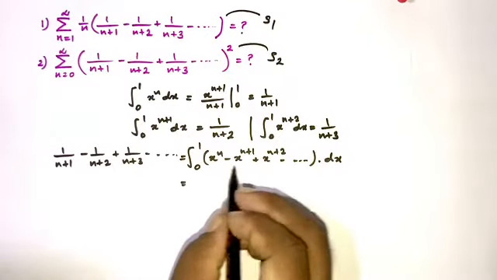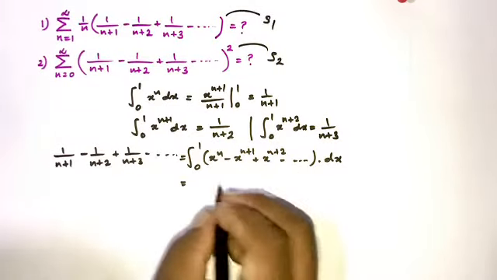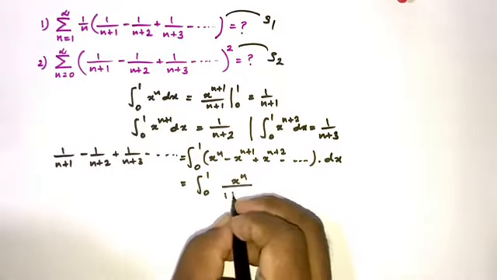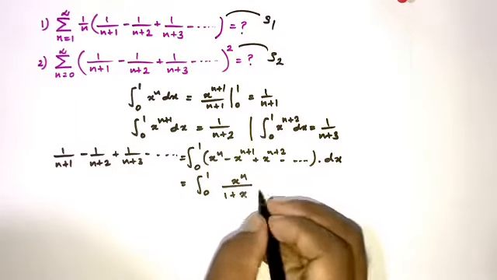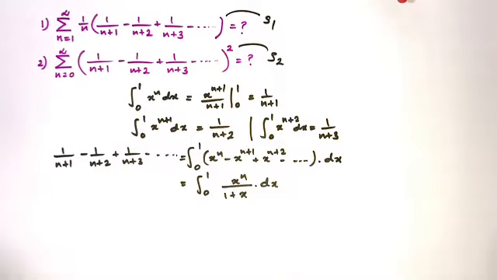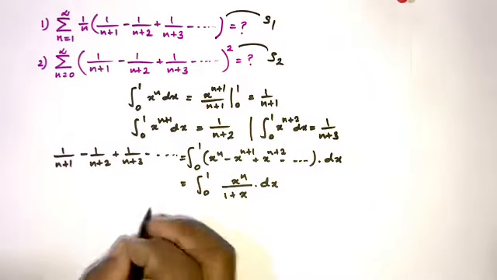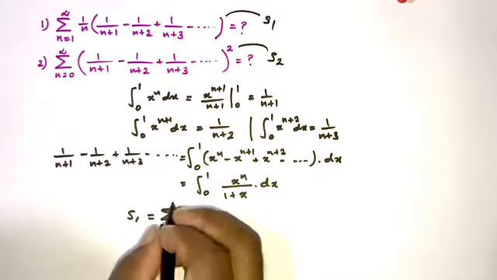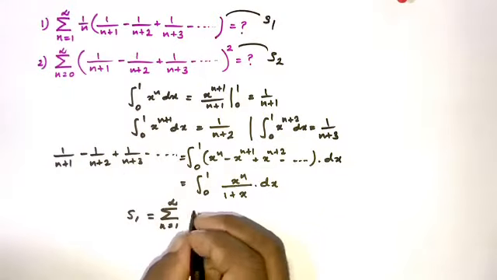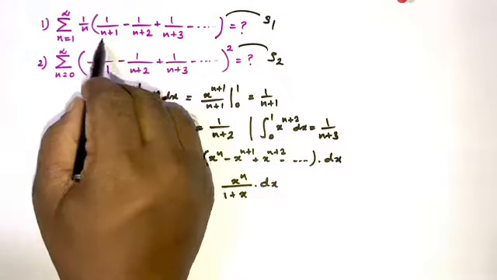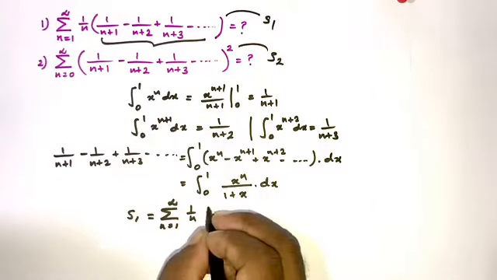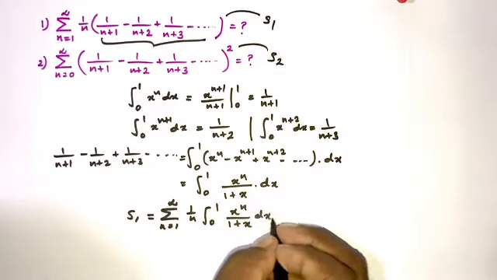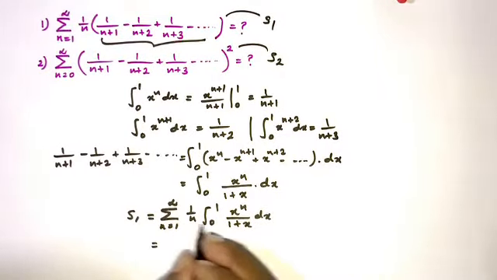Now here we have an alternating geometric series, and we know this is equal to the integral from 0 to 1 of x to the n over 1 plus the common ratio, which is x, dx. Then our sum S1 is equal to the infinite sum from n equals 1 to infinity of 1 over n, and instead of this part we can write the integral from 0 to 1 of x to the n over 1 plus x dx. Now we can switch the integral sign and sigma notation.